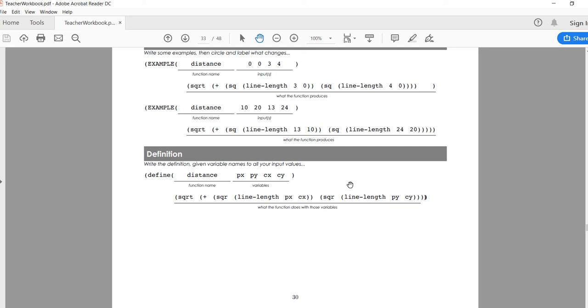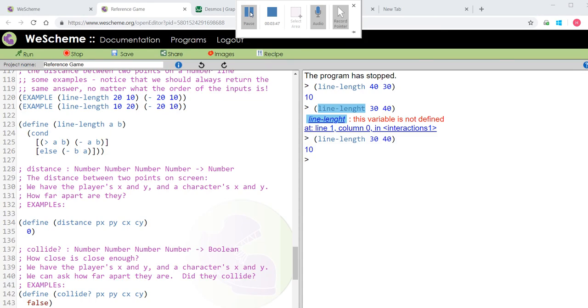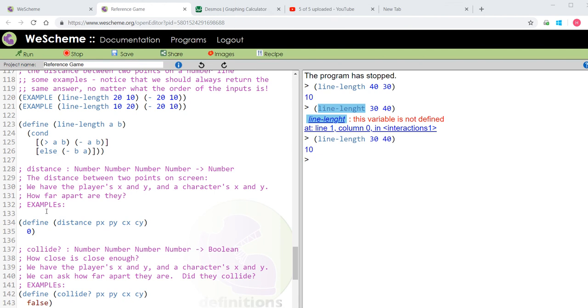Go ahead and make sure you have this code in your recipes in your packet 8. Once you have figured out how to write that code, go ahead and stick that code in here. So we have distance, number, number, number, number, and then output of a number, the distance between 2 points on a screen. If you're ready to write those examples, go ahead and write them in line 133, and be sure to fix the definition line on 134.